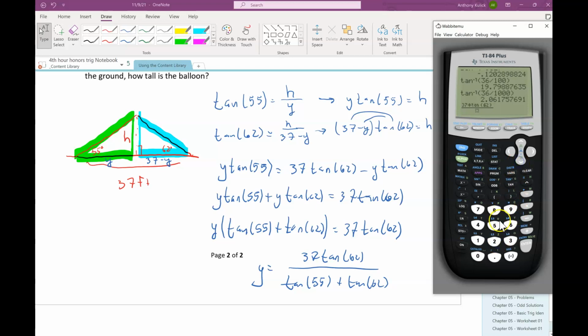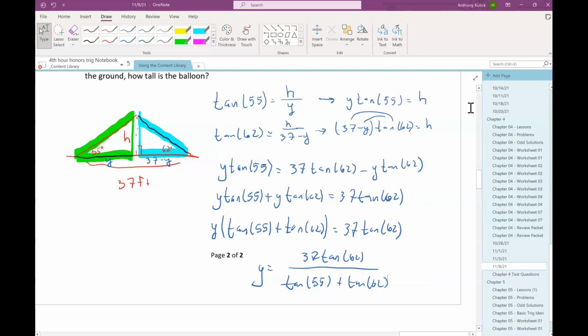And I know I'm still in degree mode, at least I'm pretty positive I am. I'm going to check real quick before I press enter. Yeah. Okay. And I know I need to be in degree mode because all the angles are described in degrees, right? So there's my value for y.